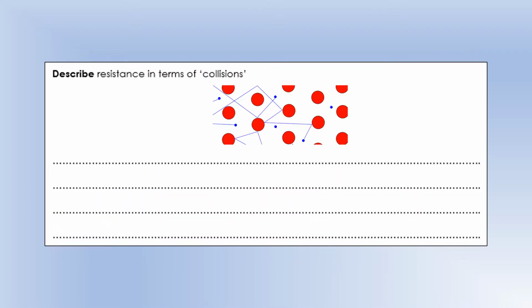There's another aspect to the resistance that we also need to consider, and it's in terms of collisions. I've put collisions in inverted commas because none of these particles actually collide with each other. They're all highly charged, so they're just going to repel each other and bounce off. They're never actually going to collide.